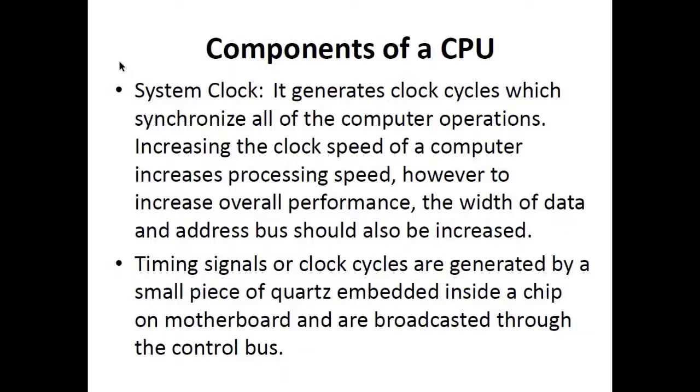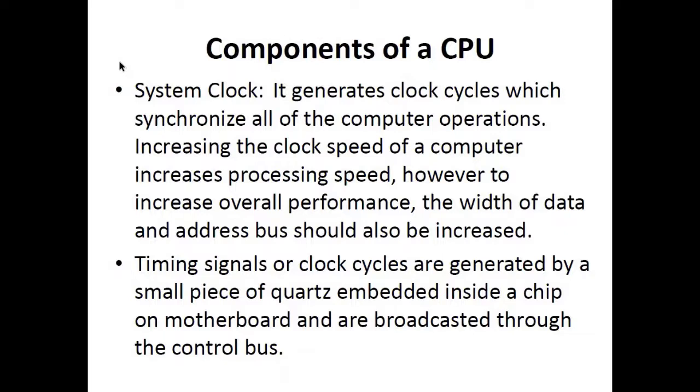Timing signals or clock cycles are generated by a small piece of quartz embedded inside a chip on the motherboard and are broadcast through the control bus. What happens is that inside the computer on the motherboard there is a special chip which contains a quartz crystal. It is the speciality of a quartz crystal that when an electric signal is applied to it, it vibrates. The higher quality quartz can vibrate millions of times per second. So this is what determines the speed of a processor.